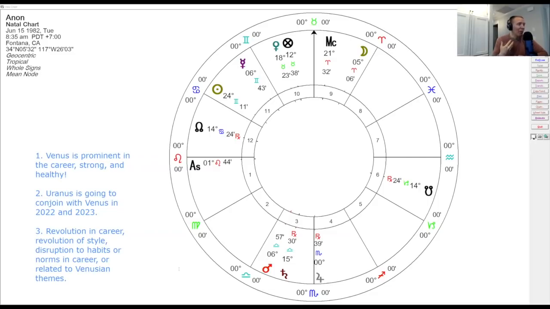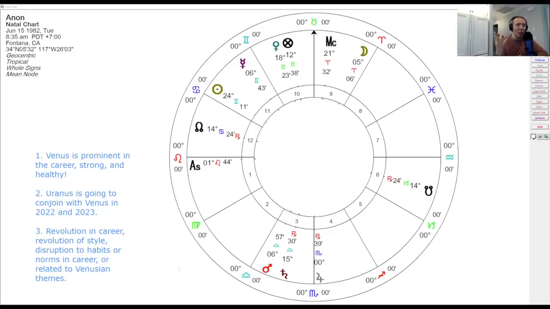Now, more broadly speaking, again, with Venus ruling the 10th and in the 10th, it's likely that something Venusian that she does for a living or that she does in the public eye will be changing in a Uranian way. So that's the gist of the forecast that you create.